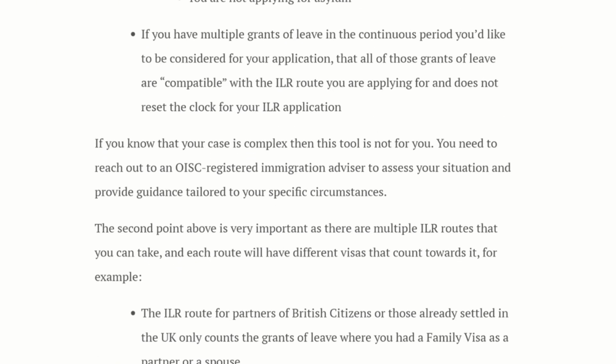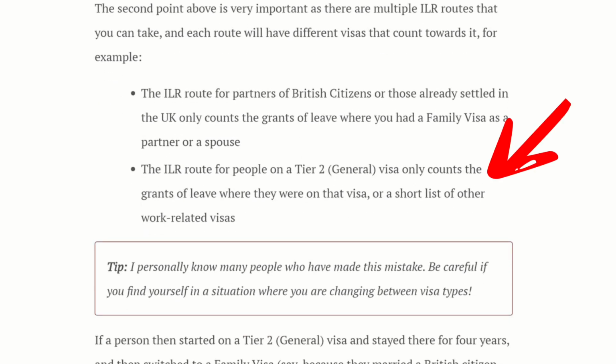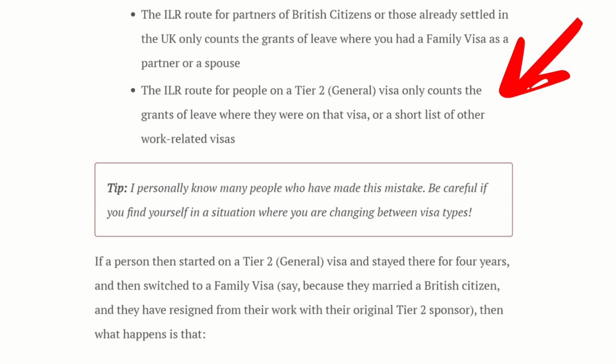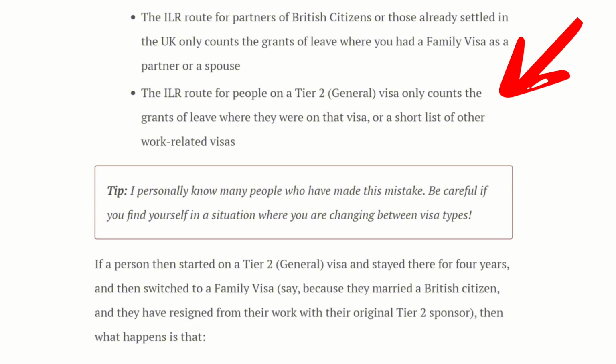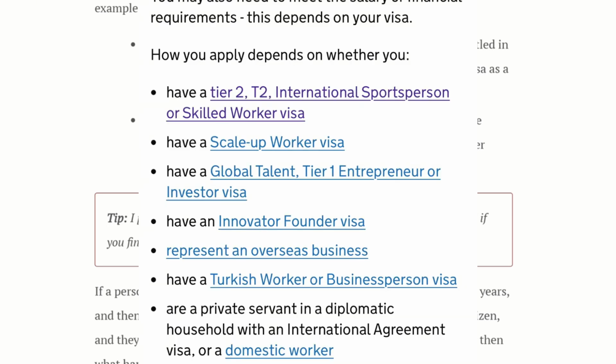The most important point here also is that you cannot combine different routes. There are some visas you cannot combine the number of years you spent in towards your ILR. For example, the ILR route for partners of British citizens or those already settled in the UK only counts the grants of leave where you have a family visa as a partner or spouse. And the ILR route for people on a Tier 2 or general visa only counts the grants of leave where they were on the visa or a short list of other work-related visas.